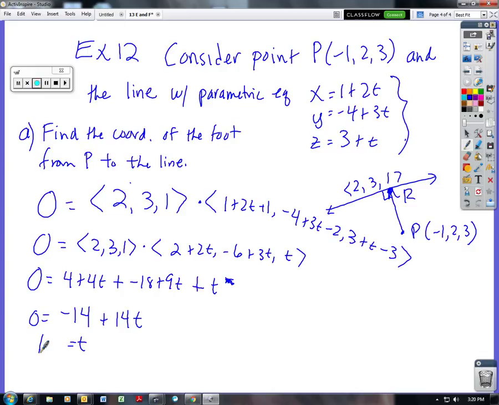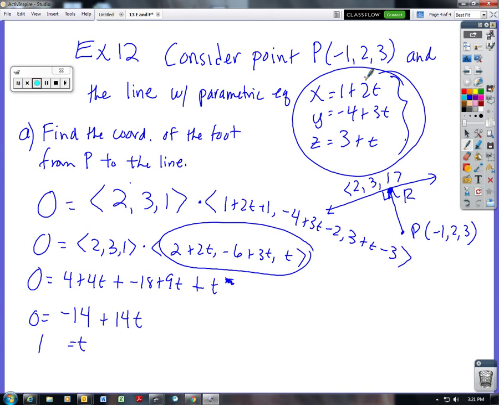It says find the coordinates of the foot. So we just found t. The foot is the r. Oh no, that's not right. Ignore that I just circled. That we're going to get by plugging into the original parametrics, because r is on that line, and if you plug in t equals 1, you'll be able to find them.